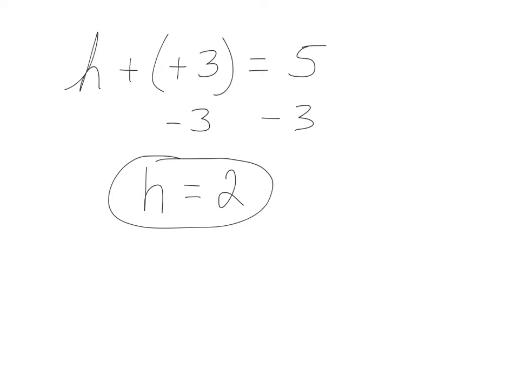Again, if you're having trouble with the whole idea of why we're subtracting 3 and not subtracting 5, go back and watch either the solve addition equations video, or go back and watch the balancing equations video.